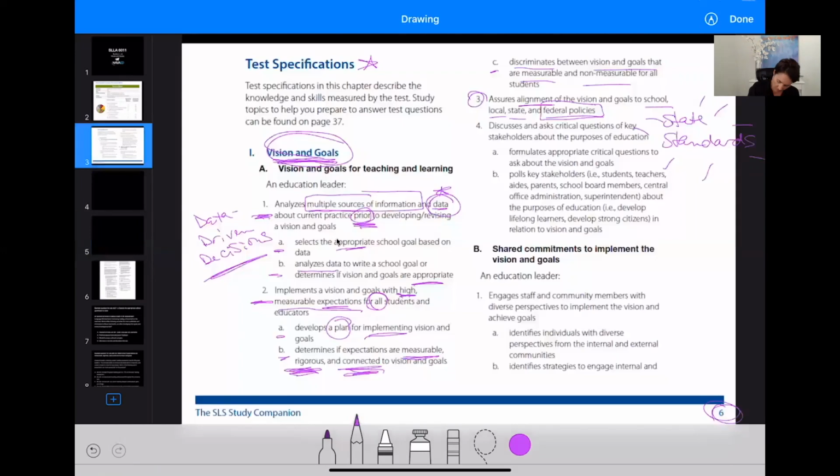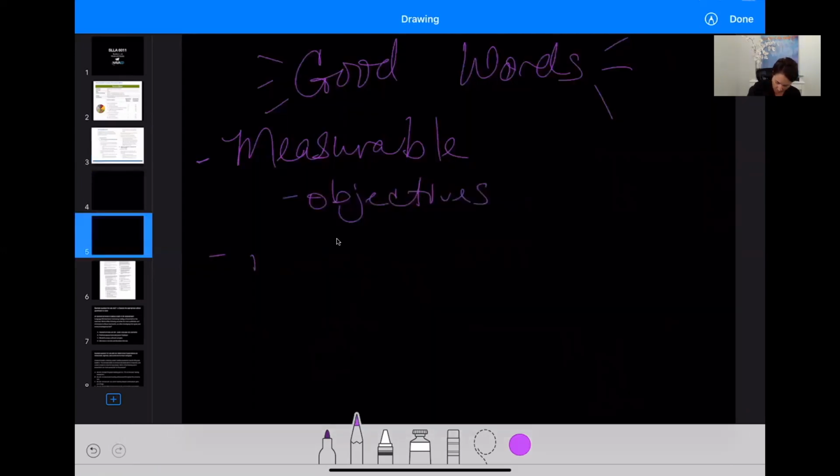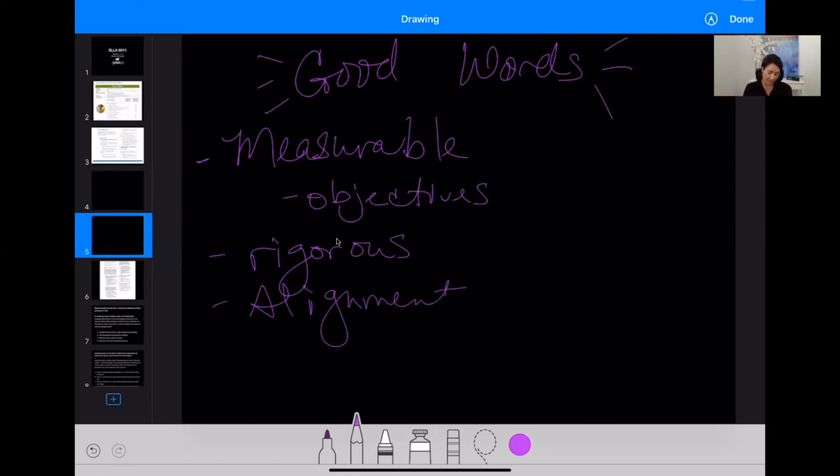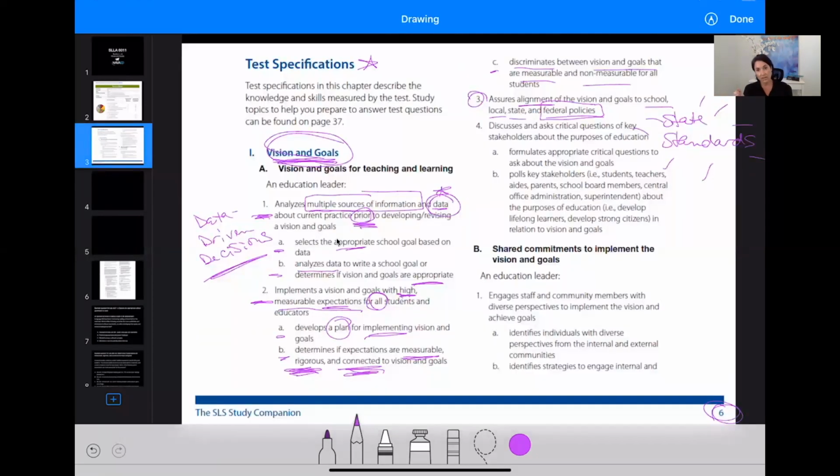So, what did we say here? Rigorous. That's a buzzword in education for sure. And then alignment. Very, very important. And now, just as important as data-driven decisions, I think this is probably number 1, and state standards is probably number 2, depending on what section of the test you're taking. But both of them are super important. Some would argue state standards is the number 1 important thing because without the standards, you can't do anything. But both of them are very, very important.